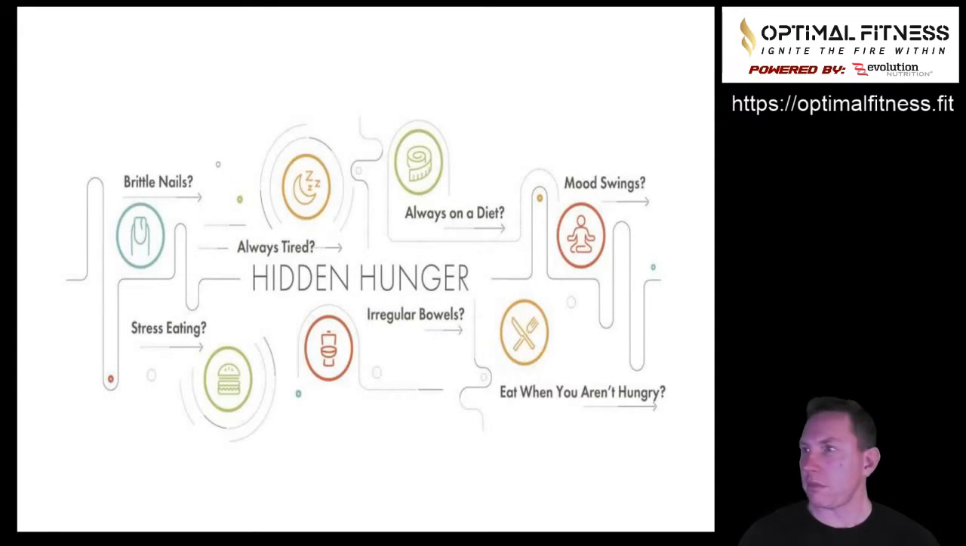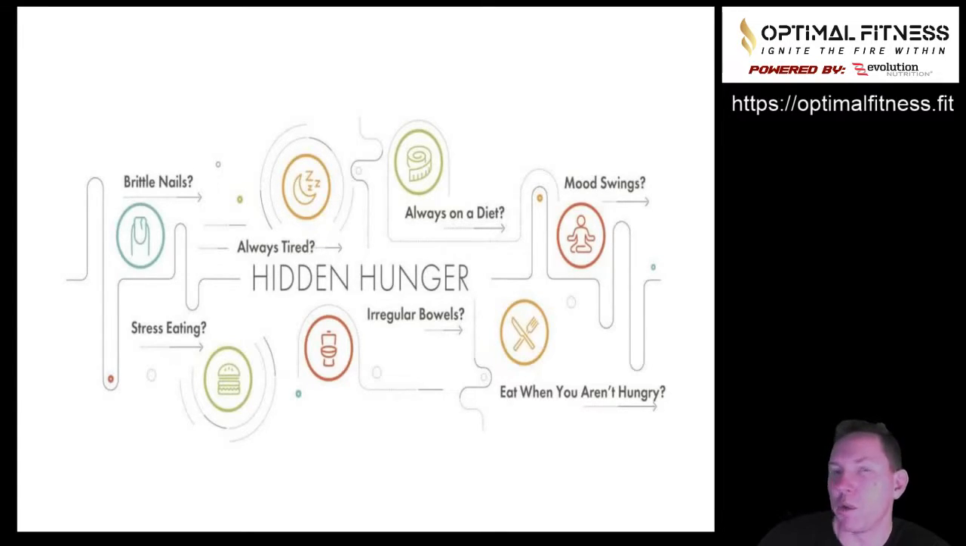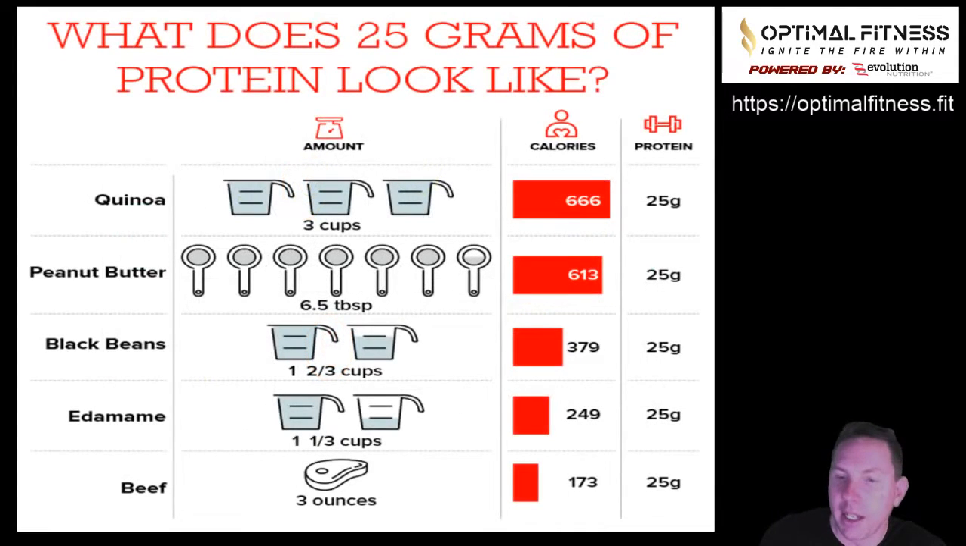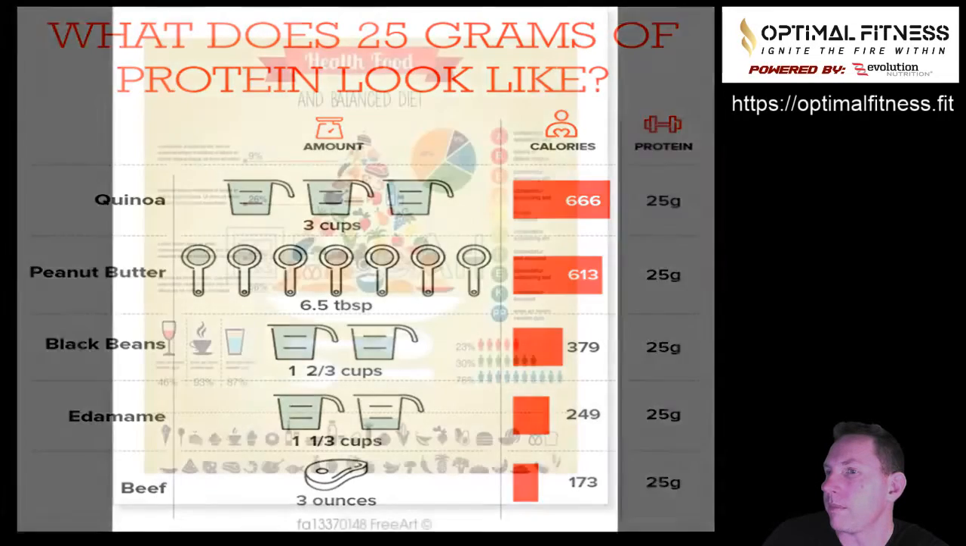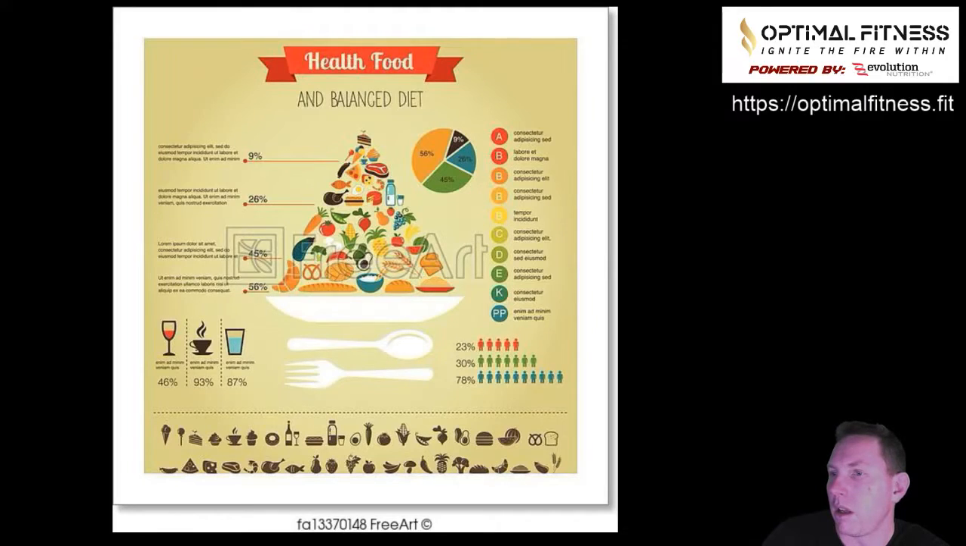All right, should we get started? So today we are going to talk about how to count macros and a step-by-step guide on how to do it. Does everybody know what macros are, first off? Macros is short for macronutrients, obviously. So if you don't know, macronutrients are the essential nutrients that pretty much make up everything that you eat. Protein, carbs, fats. Yep.